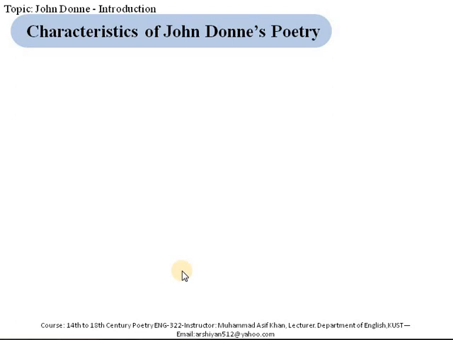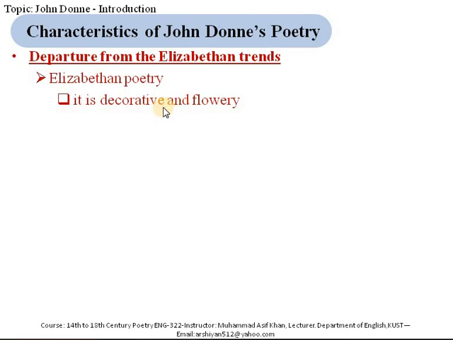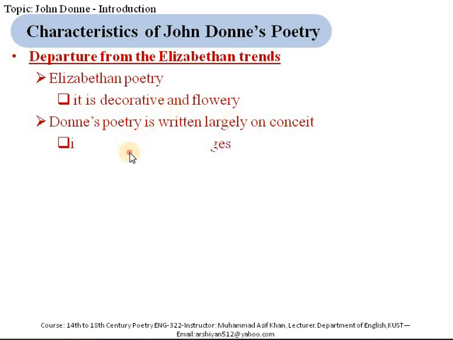Now let's see the characteristics of John Donne's poetry. As I told you earlier, he belongs to the Elizabethan age, but we see a departure from the Elizabethan trend in his poetry. Elizabethan poetry is basically decorative and flowery poetry, and it has images that harmonize with images. So simply, the imagery which we find in Elizabethan poetry is very simple. Donne's poetry is very different from the Elizabethan trend, because it is written largely on conceit, and Donne's poetry has concentrated images that involve dramatic contrasts. This is not the simple image that harmonizes with other images. It has very concentrated images which have very deep meanings.